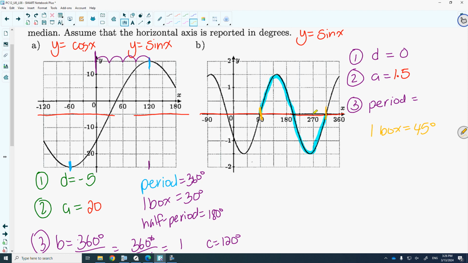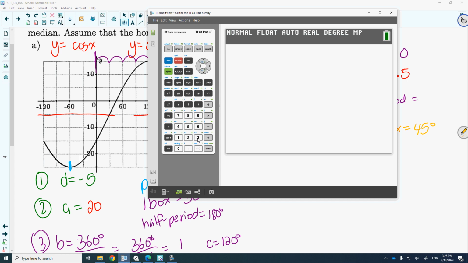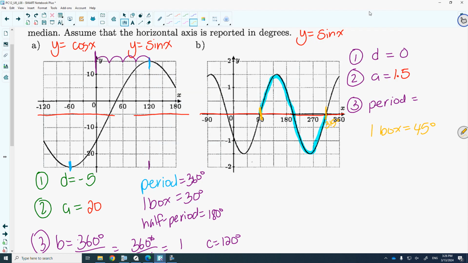Now, this is 270. What would that box be? Well, I know one box is worth 45. So 270 plus 45 would give me 315. This would be 315. So one period would be the distance between 90 and 315. 315 minus 90 will give me a period of 225. That's how you would figure out the period most accurately for this question.